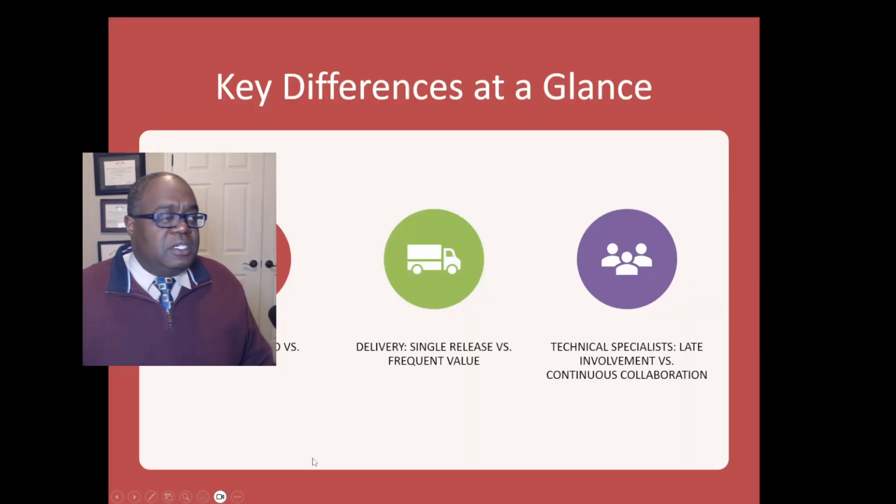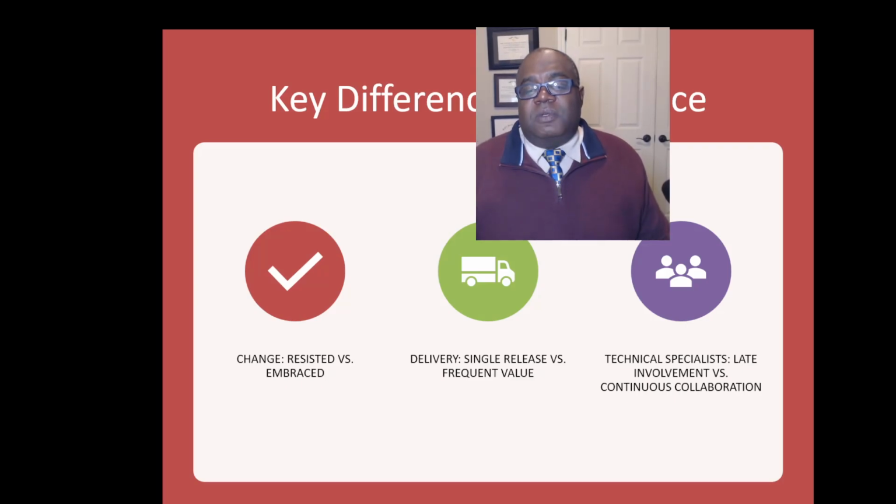Okay, key differences at a glance. And this time, I promise I will move myself over here so you can see. Change: resistant versus embraced. With linear waterfall, change is pretty much resistant. Hey, stick to the game plan. When we have Agile, it's definitely embraced. We always want to make sure we're embracing change and input from our customer, also called a product owner, because that's going to be the first representation of the customer.